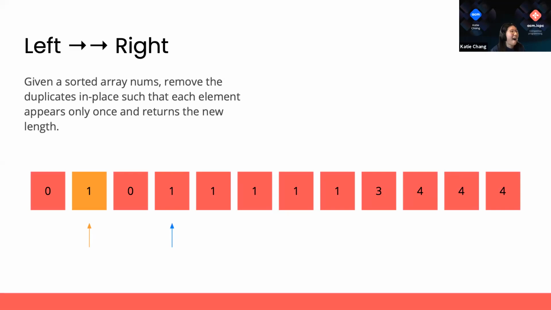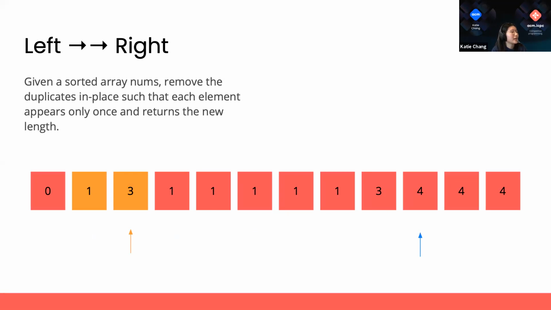Looks like it works. Move my blue pointer again, and then I'm gonna move my blue pointer again and traverse through all the ones. Since my yellow pointer is still at a 1, I'm just gonna ignore all the ones the blue pointer is pointing at. And I see a 3, so then I'm gonna update my yellow pointer.